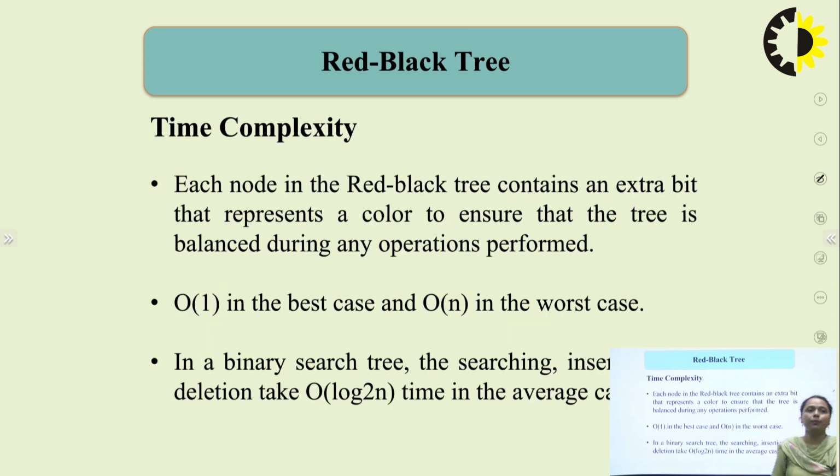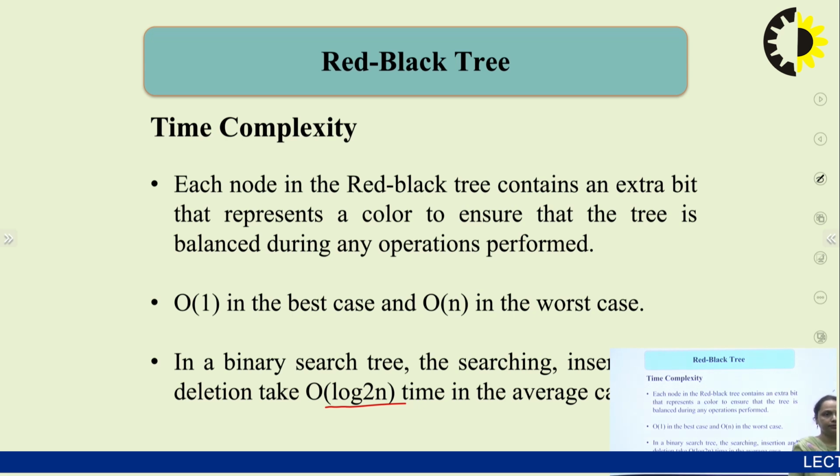Now the time complexity. As each node in an RB tree contains an extra bit that represents color to ensure that the tree is balanced during any of the operations performed, O(1) is the best case and O(n) is the worst case. In a binary search tree, searching, insertion and deletion take O(log n) time in the average case. Similar is the case with the RB tree.